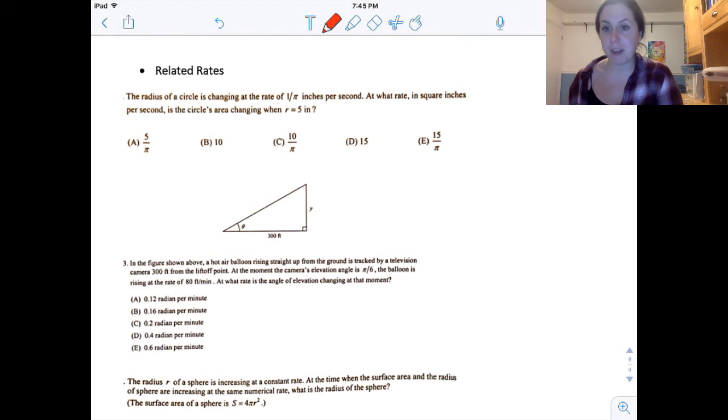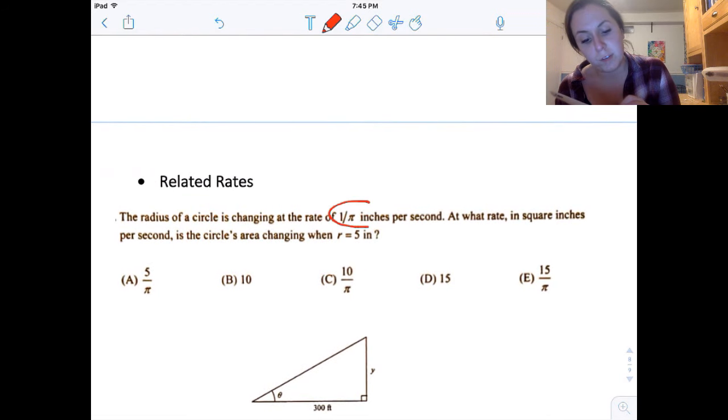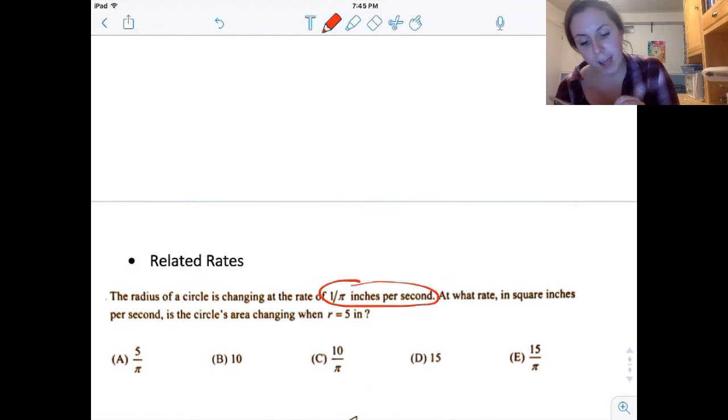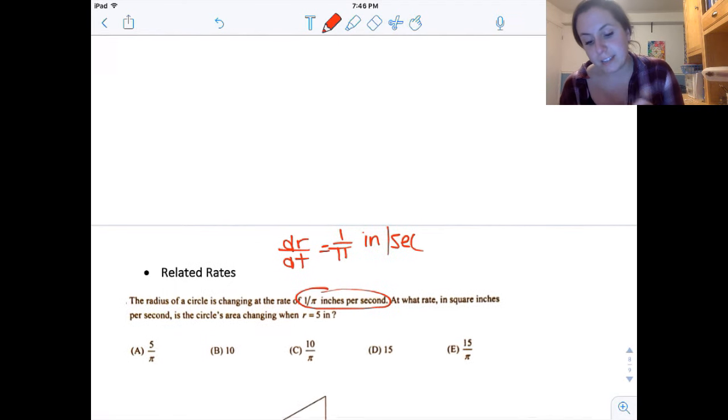The basic idea with related rates is you have a bunch of rates and they are related to each other somehow. So the biggest part is we need to find an equation that will relate whatever my quantities are to each other. Okay, so let's say that I'm looking at this first one, and this is as basic as they get. The radius of a circle is changing at 1 over pi inches per second. So I know that dr/dt is 1 over pi inches per second. And it says that that's a positive rate, so this is growing, right? At what rate in square inches, that's giving away what I'm finding, per second is the circle's area changing? So I want dA/dt.